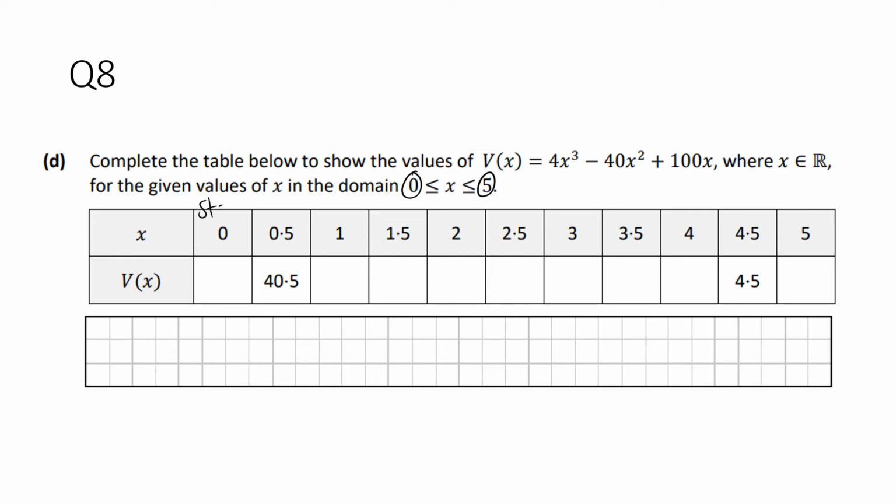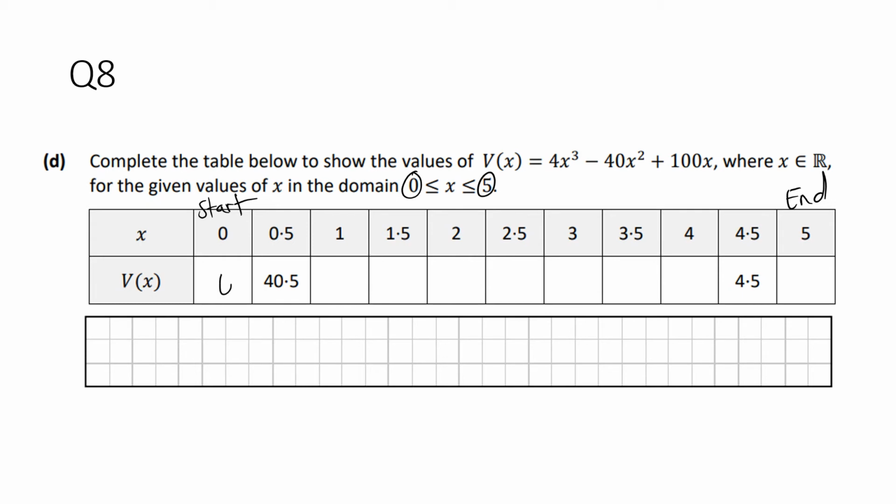So start and end sometimes is given to you as a domain in the question, sometimes it's given to you in the table. Now it's going to ask you for steps. Your steps here are 0.5 because you can see they're going up in 0.5 increments. If you're on the new calculator and it comes up with g of x, just skip it and press equals. So you have all your values here.